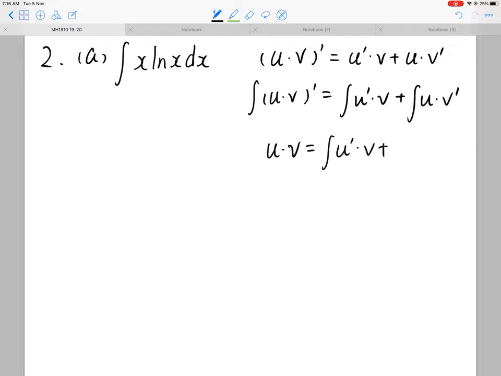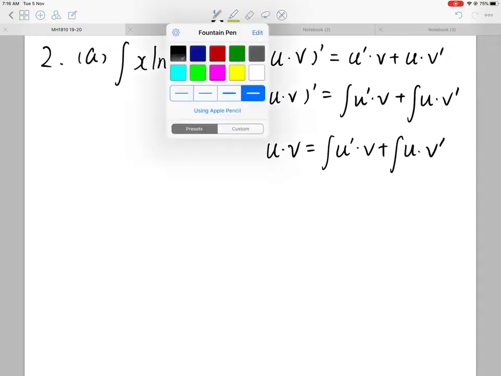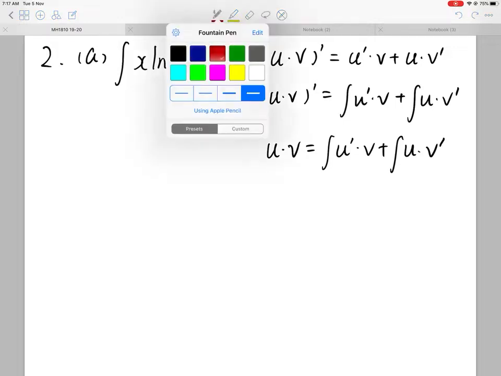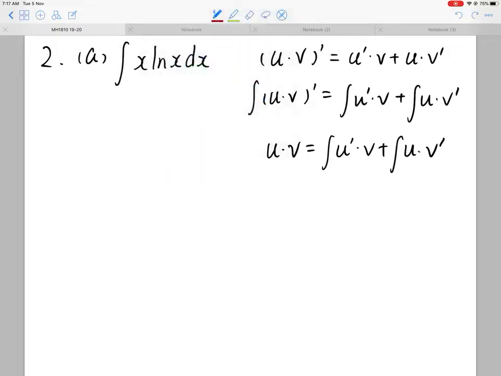And this is your right side. If this is hard to integrate, maybe this is easy to integrate, because this is given. So sometimes you can change. That's the idea of integration by parts. In this case, let's try it.